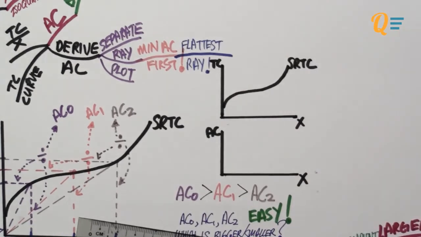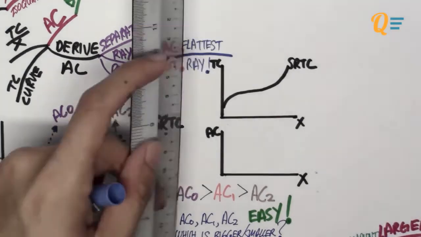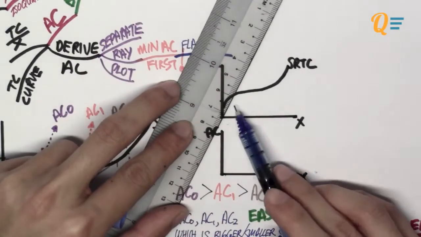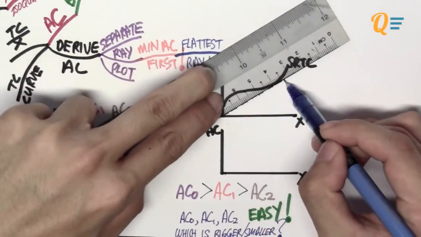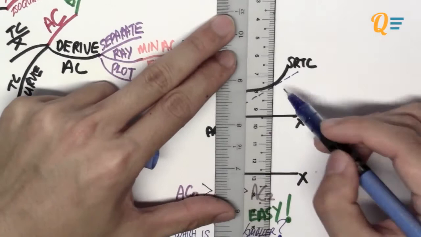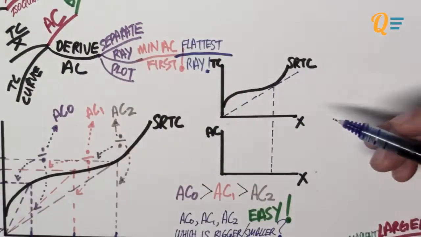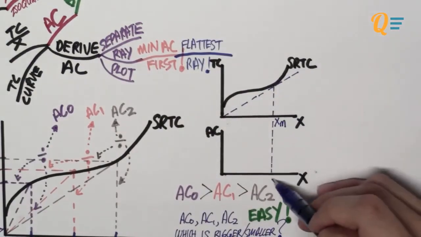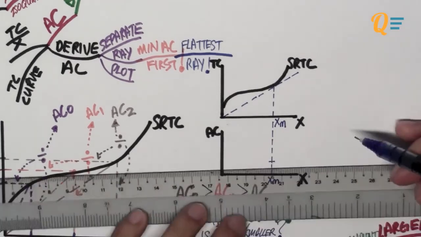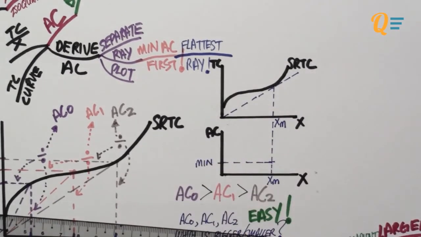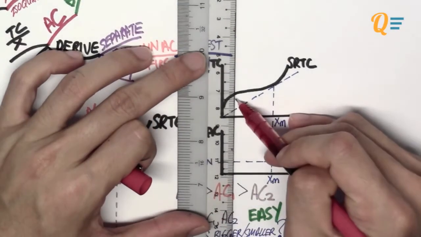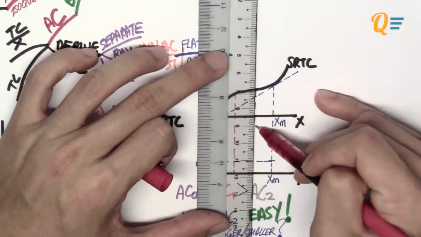So that's my short run total cost, and the first step is to identify where the minimum AC is. To find the flattest ray, I simply put my ruler up here and travel down until I reach the flattest ray that I can find, which is here. So that means at this quantity of X produced, let's call it XM, my average cost is the minimum. So that is my minimum AC. The next step will be to determine what the rest of the average cost curve should look like.